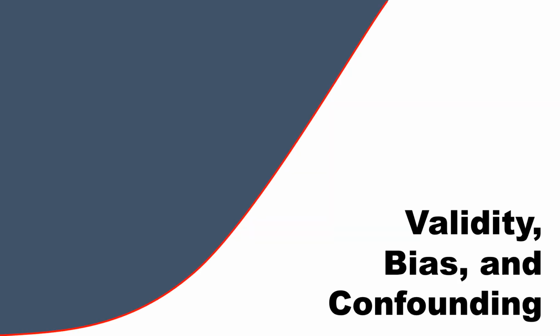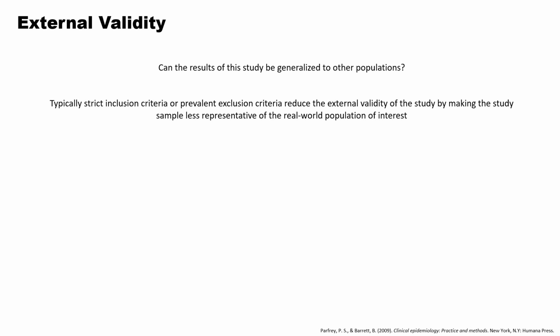So to start off, let's talk about external validity. External validity essentially applies to the question, can the results of this study be generalized to other populations? Typically, strict inclusion criteria or prevalent exclusion criteria will reduce the external validity of the study by making the study sample less representative of a real-world population of interest.